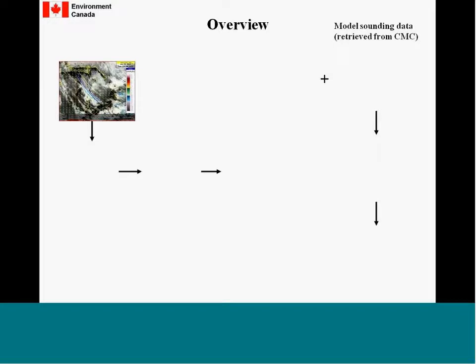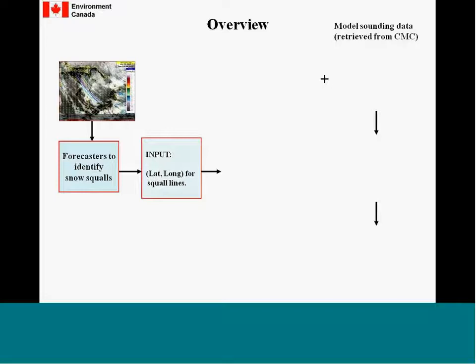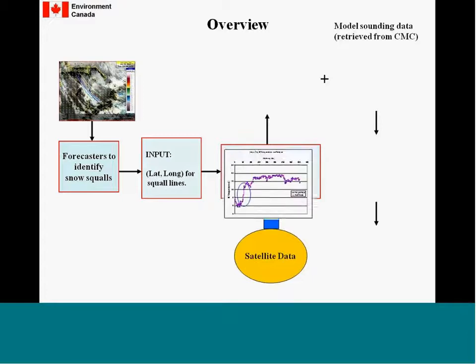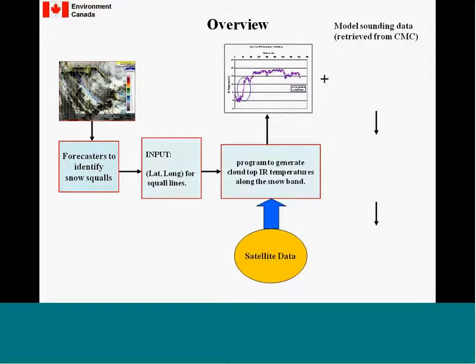Okay. So we have this algorithm. First, I identify the snow squall. Input: what is the latitude and longitude along the snow band? We take in the satellite data, and with a program generate the contour of the temperature along the snow band, and then we get temperature as a function of distance, and then we can calculate the dT/dx.